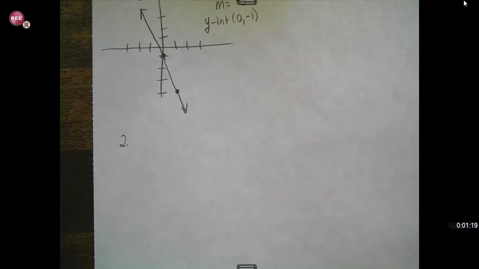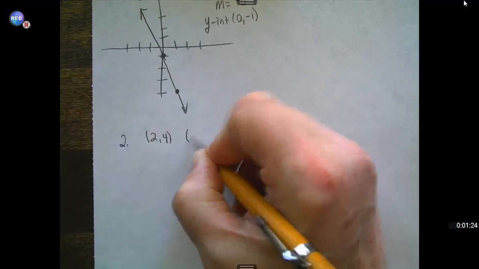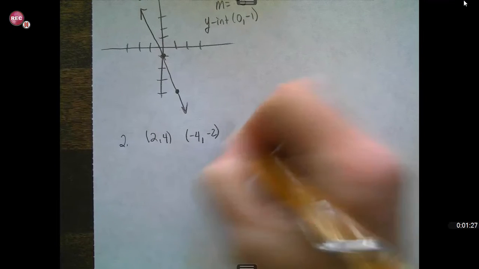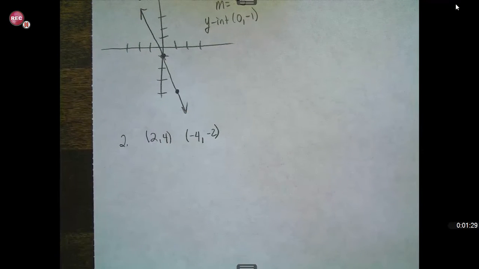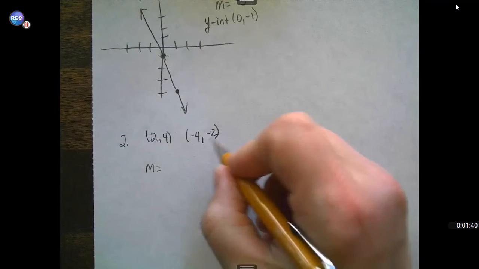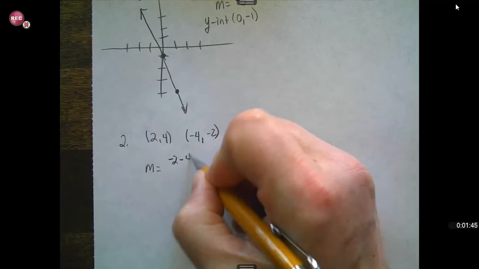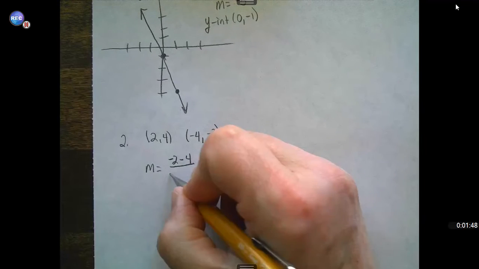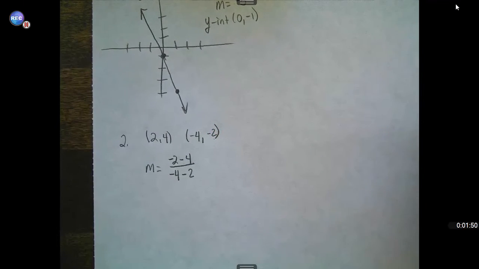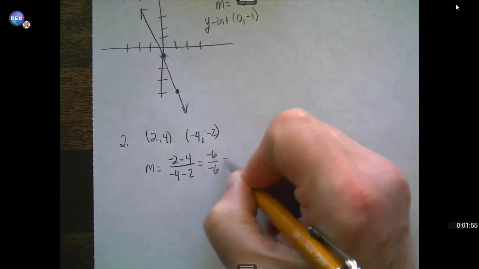Number 2, write an equation through the points 2, 4, and negative 4, negative 2. To write the equation of a line, I need slope and a point, and they can disguise that slope in many ways. One of the ways is to give me 2 points, and then I use our slope formula. I take the y value, negative 2, minus the other y value, 4, over the x value minus the other x value.